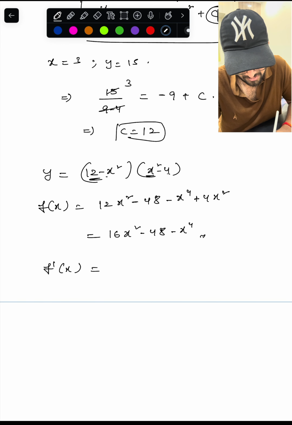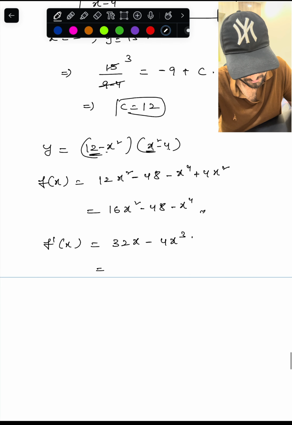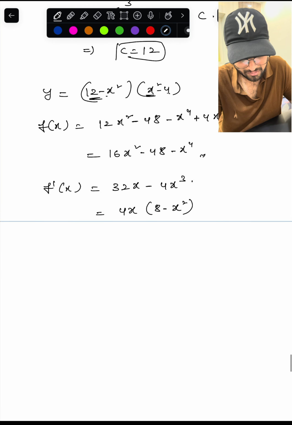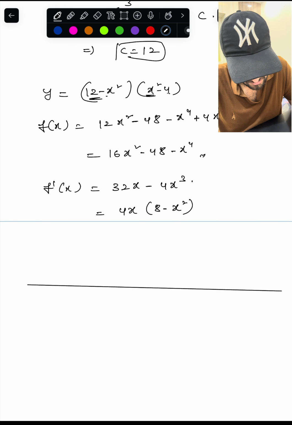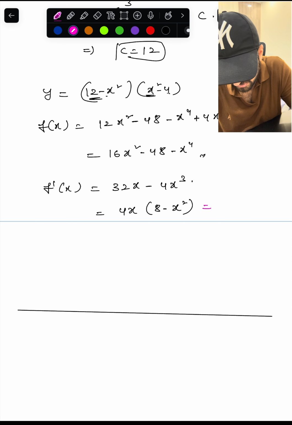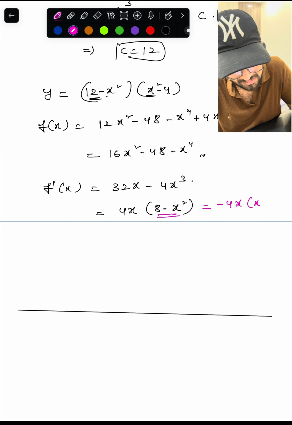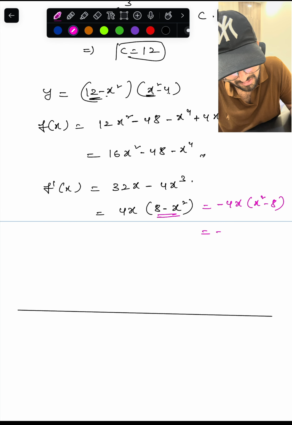So let's differentiate it. f'(x) equals 32x minus 4x³, right? Taking 4x common, you will get 8 minus x². So clearly we can draw a number line and go with the wavy curve method here. You need to take out minus, so I'm taking minus 4x into (x² minus 8). x² minus 8 means I can write (x minus 2√2) into (x plus 2√2).